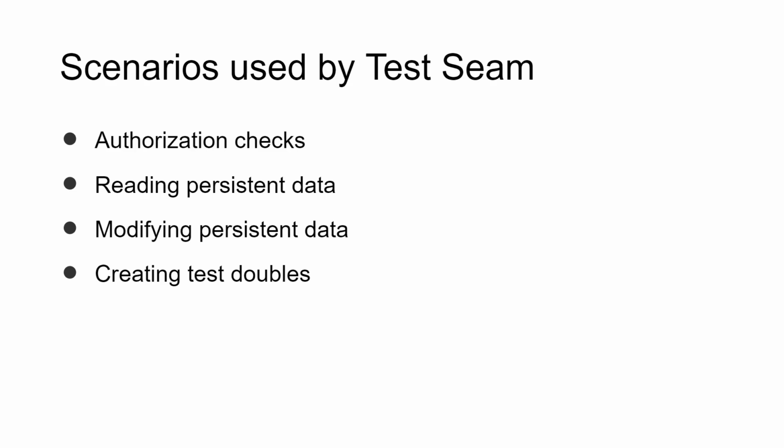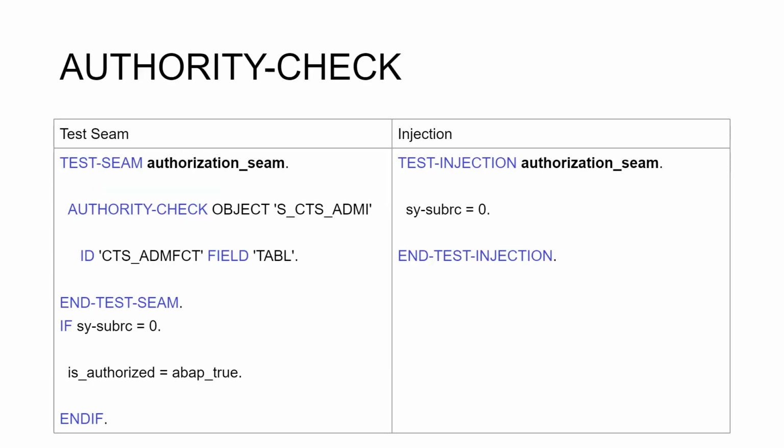Below we demonstrate four usage scenarios of test seam: 1. Authorization checks. 2. Reading persistent data. 3. Modifying persistent data. 4. Creating test doubles. In the authority check scenario, if we want the check to pass, set sy-subrc equal to 0. If the check does not pass, set sy-subrc equal to a non-zero value.